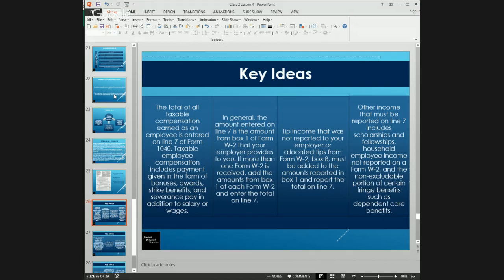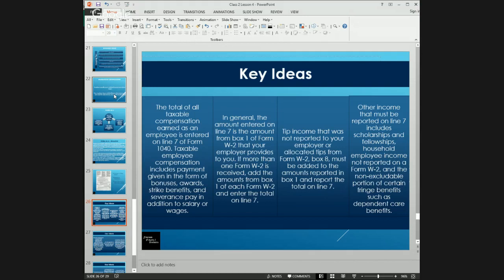If you have tip income that was not reported to your employer, you would need to add that amount into line 7. Other income that must be reported on line 7 would include any scholarships, fellowships, household employee income not reported on a W-2, and non-excludable portions of certain fringe benefits, such as dependent care benefits. So we'll go through the dependent care benefits in a little bit more detail later, but this is the type of number that would actually be included in line 7.